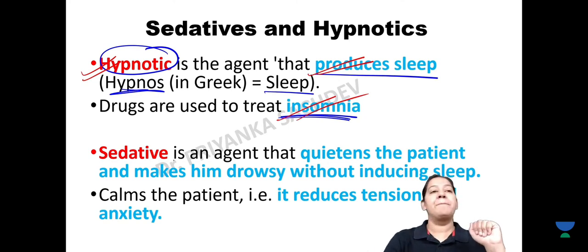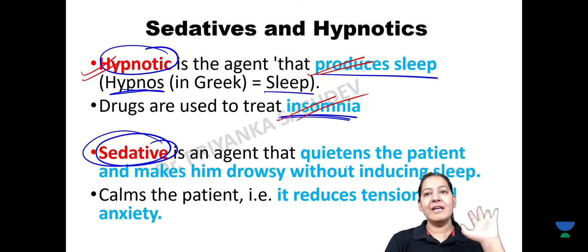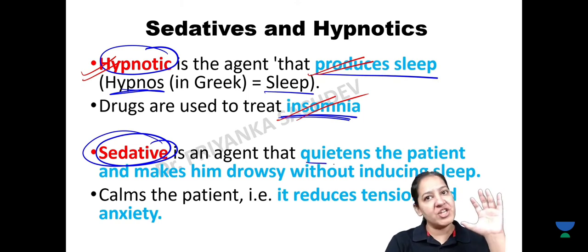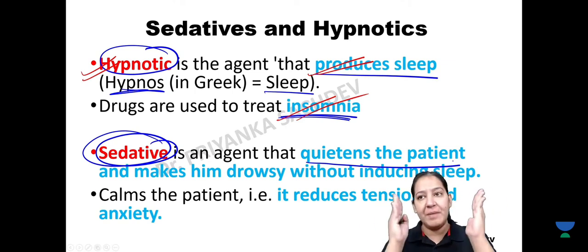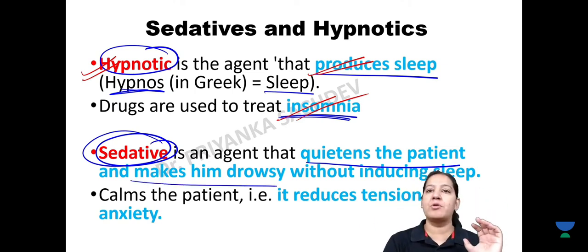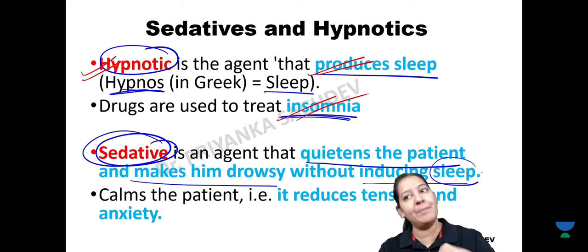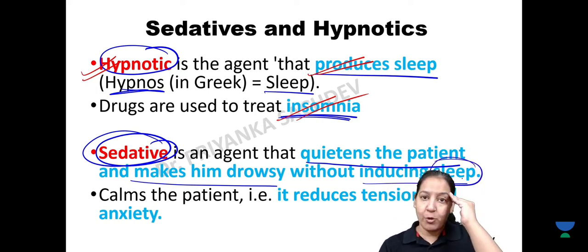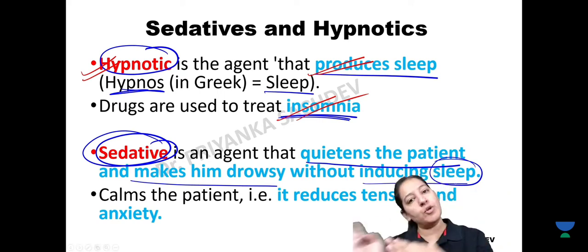But hypnotics are these drugs. Sedatives are not these drugs. Sedatives are the drugs which make the patient quiet, thoughtless, and drowsy without inducing sleep. These drugs don't induce sleep. Patient goes to sleep automatically. If your mind is quiet, you automatically go to sleep. If your mind becomes thoughtless, you don't think anything, your mind becomes empty, you automatically go to sleep, right?